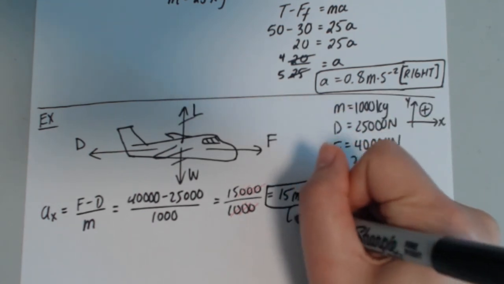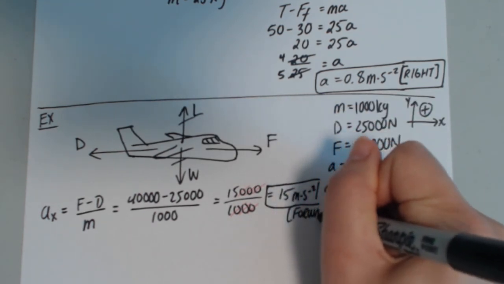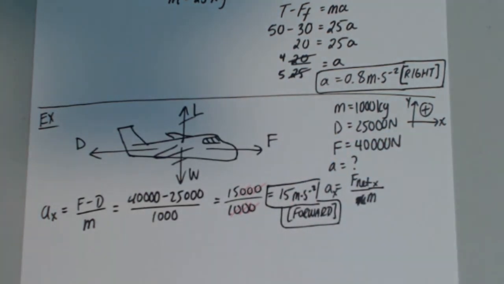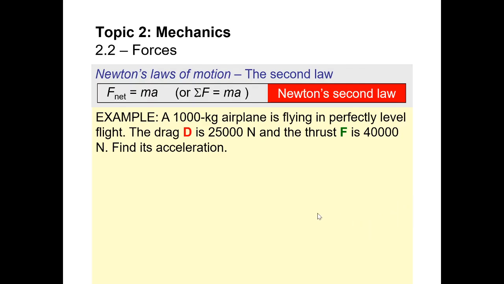So the answer is 15, and the units for acceleration are meters per second squared. The direction it's going, you could call forward. I know in the original slides they use the direction right, which could also work here, but I think forward makes a bit more sense. So there we go. Let's go back to the slides.